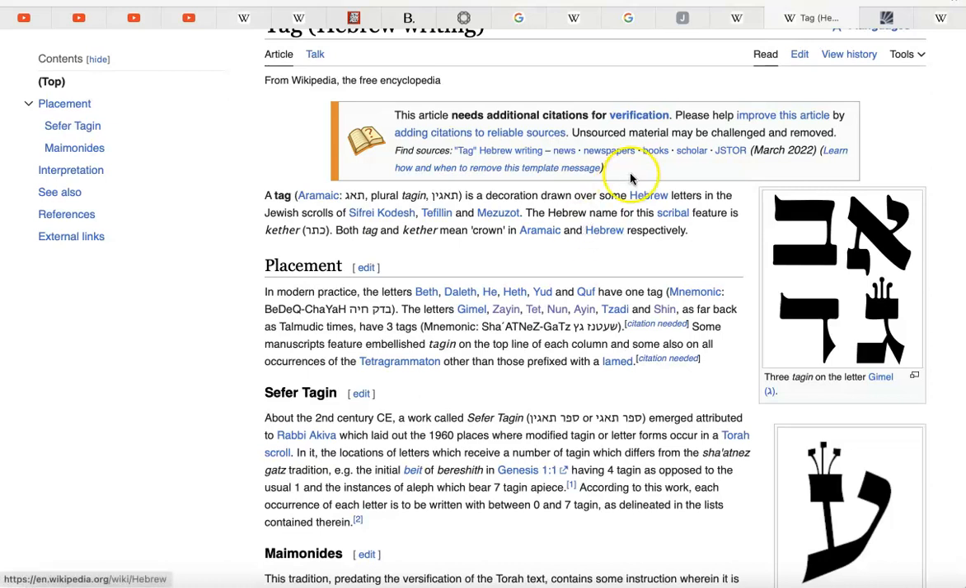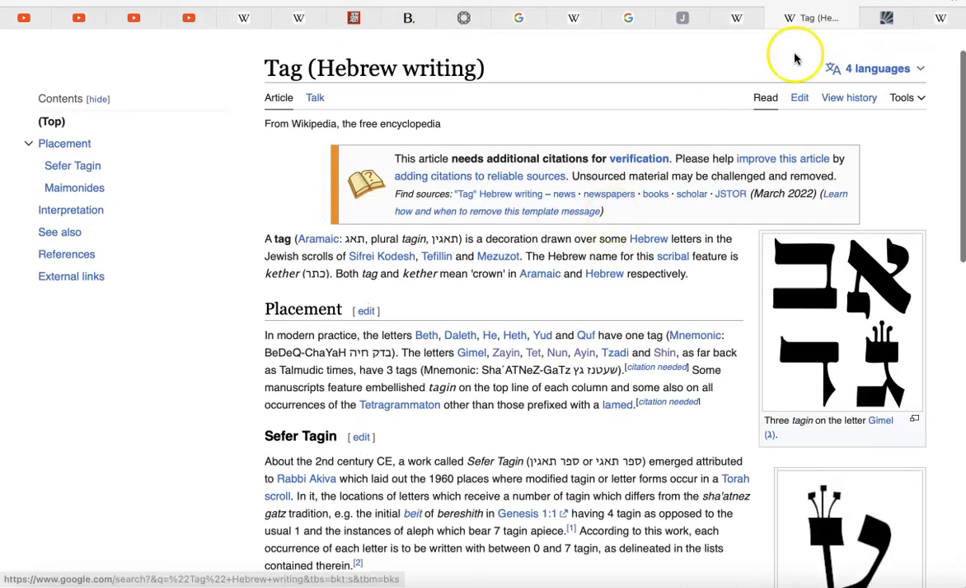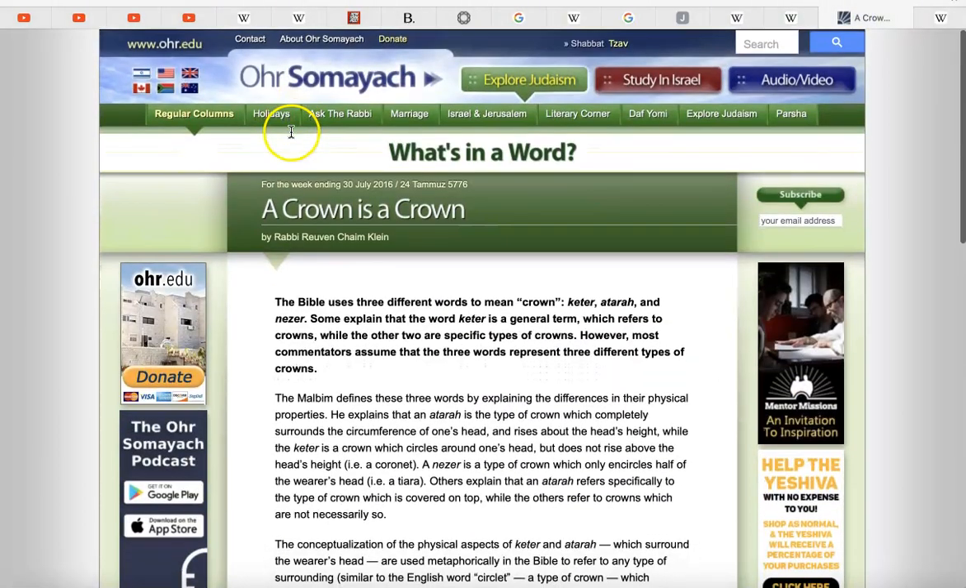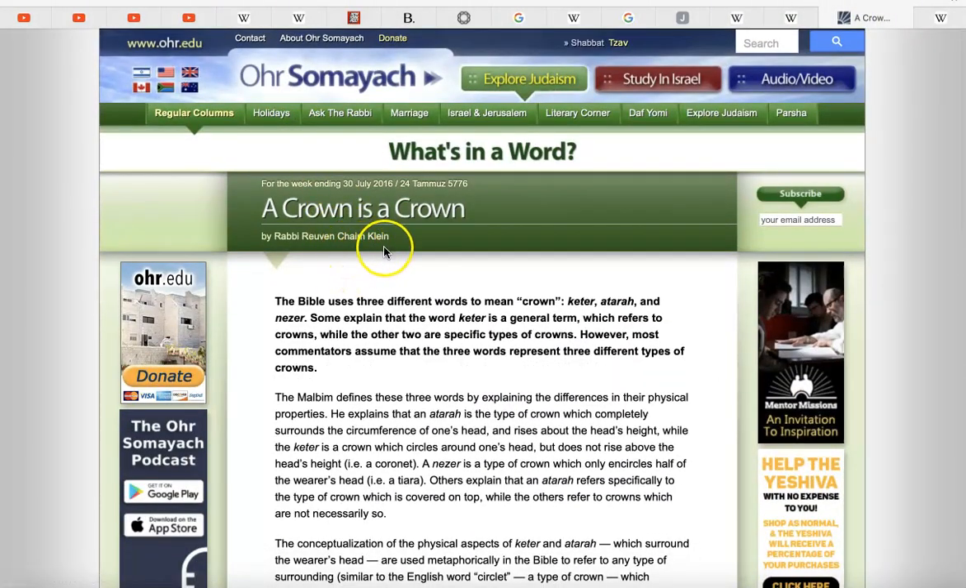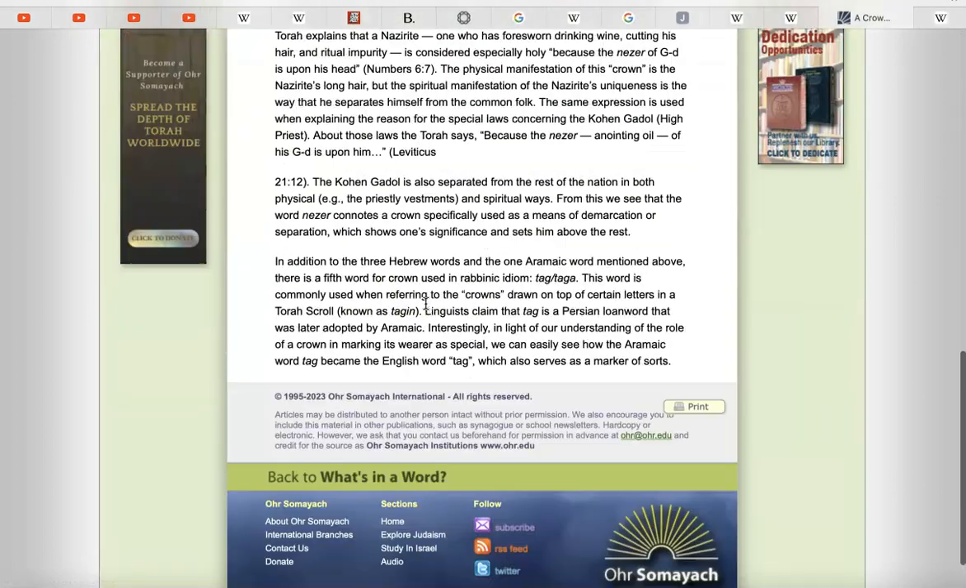Y'all let me know. And then again, the tag itself, as Rabbi Reuven Chaim Klein tells us, tag is yet another word for crown in Hebrew, in rabbinic idiom. Y'all, have I lost my mind? And if you're listening to me and or watching this and you happen to be Jewish, please let me know. Have I gone off the rails? Because if you recall, where's my thing?